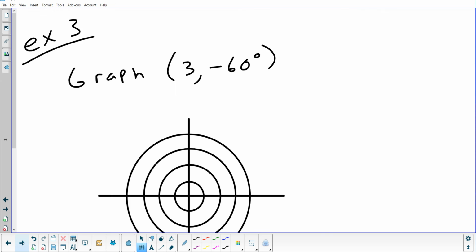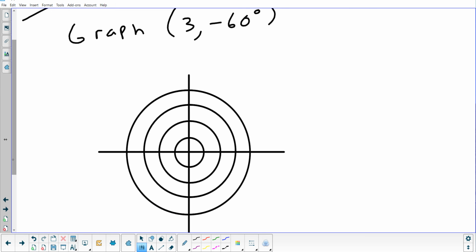All right, let's try this one. 3, -60. All right, so Ethan, what's my first step? Go right 3. Yep, we're going to go right 3. And then, Chris, what am I going to do from there? You're going to move clockwise 60 degrees, rotating 3 units up. So that's going to be probably about right there. Questions on that one?